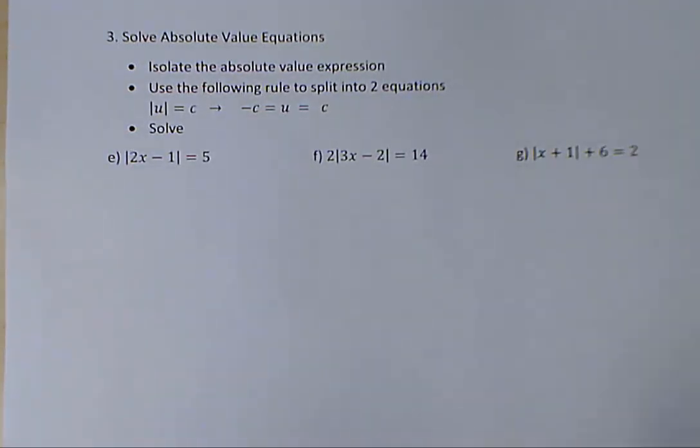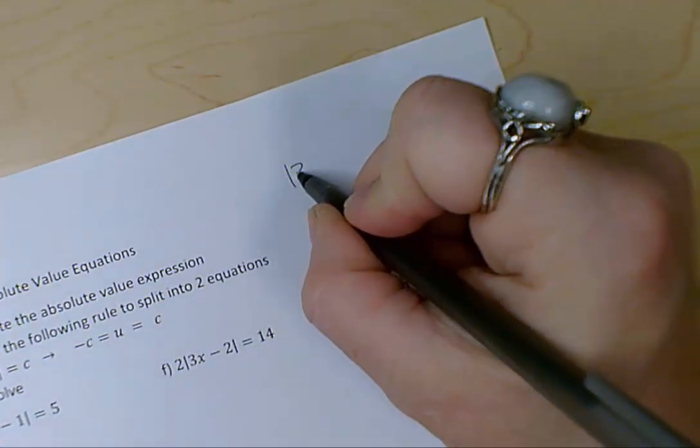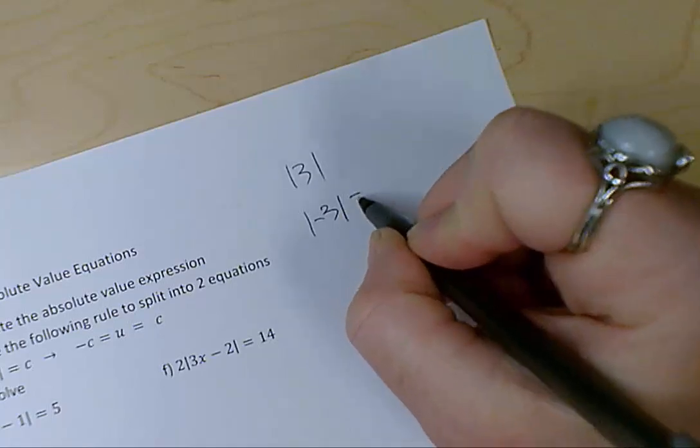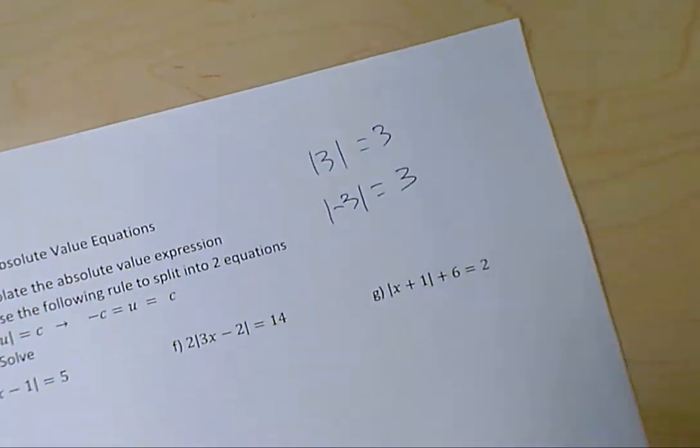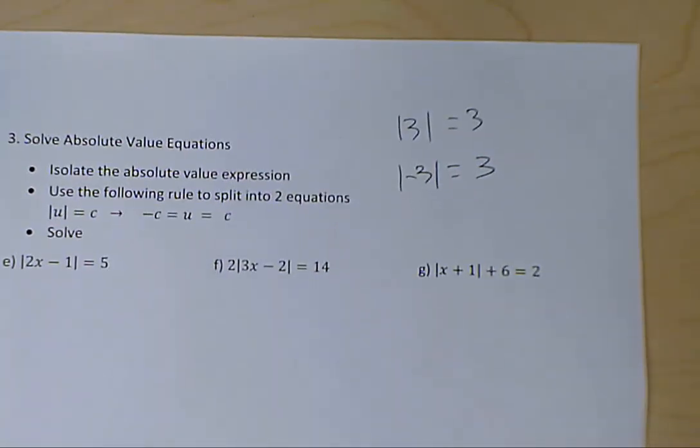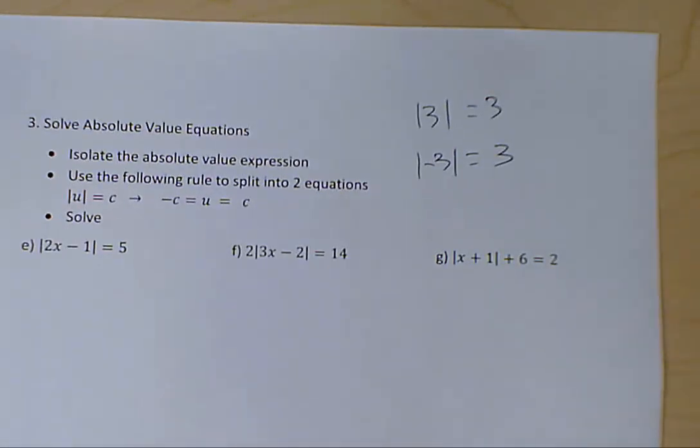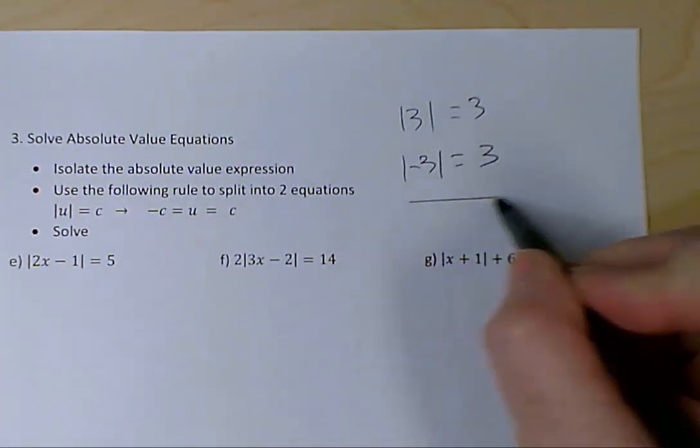Third technique we're talking about here is solving absolute value equations. Now, the thing about absolute value is that if I take the absolute value of 3 and I take the absolute value of negative 3, we get the same thing. Keep in mind the definition of absolute value is the distance a number is from 0 on a number line.